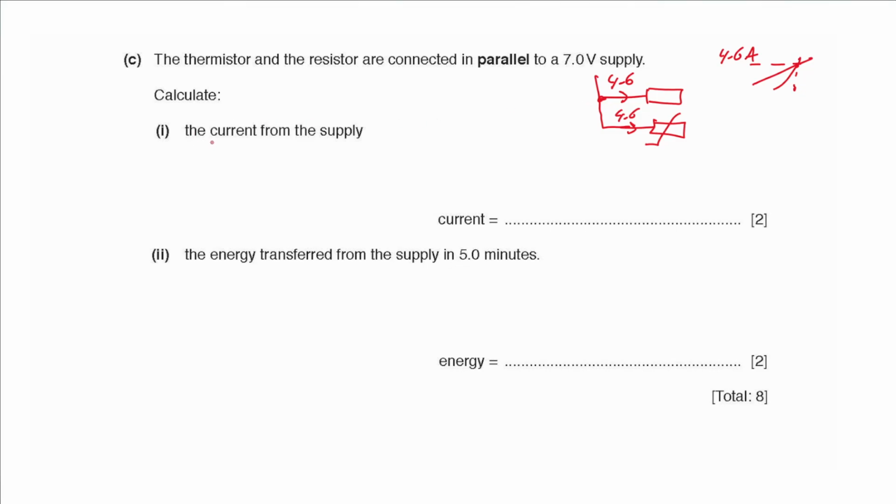First, it is required to calculate the total current of the supply, so it is the total of these two currents, or 4.6 plus 4.6, or we can multiply 4.6 times 2. That gives an answer of 9.2 amperes.